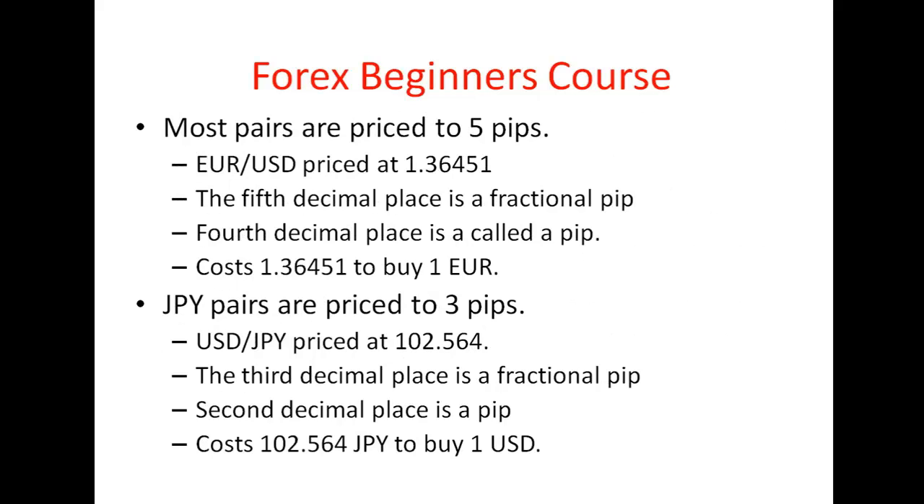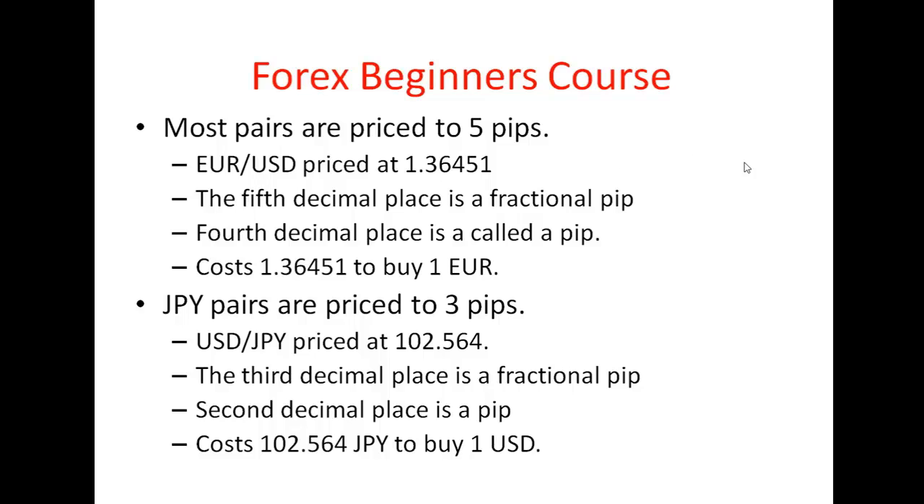So most currencies are priced to 5 pips. The Euro USD, for example, will be priced at a number looking like this. It'll fluctuate all the time, but currently it could be trading at 1.36451, so these are 5 decimal places. The 4th decimal place is what we call 1 pip movement. So if this goes from 4.5 to 4.6 or down to 4.4, that would be a 1 pip movement. This 5th decimal place is what we call a fractional pip, and that is simply 1/10 of a pip.